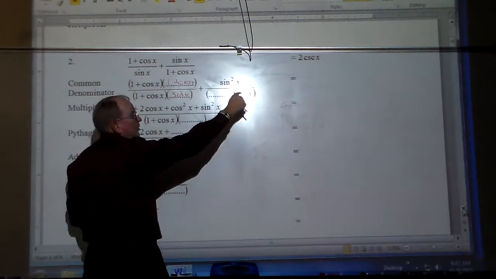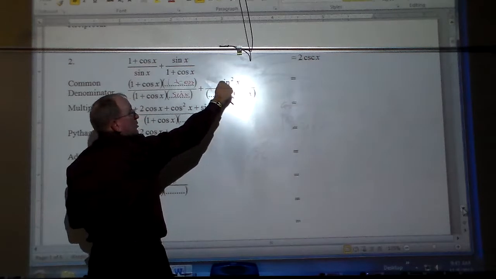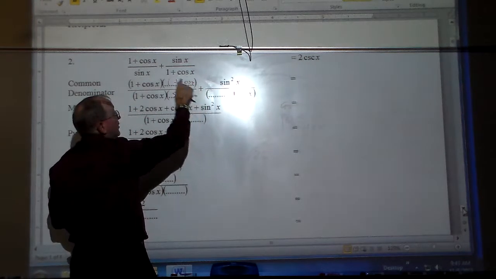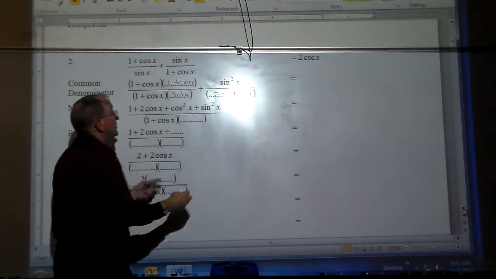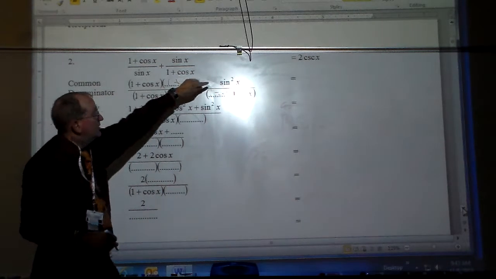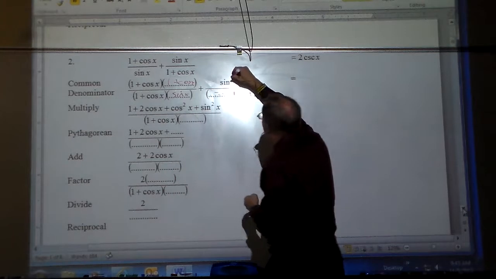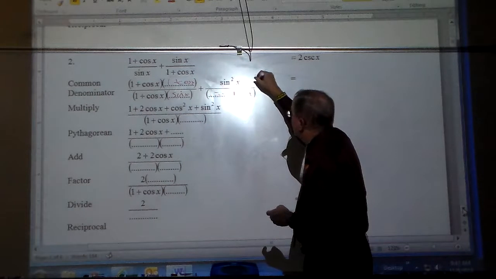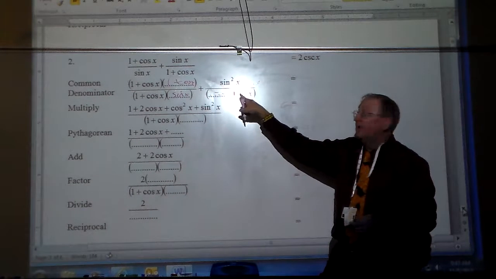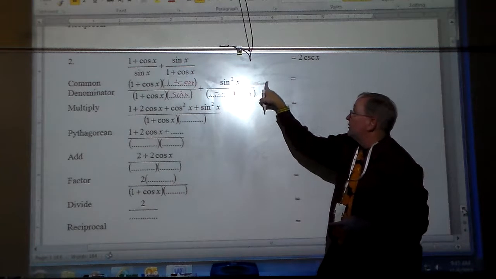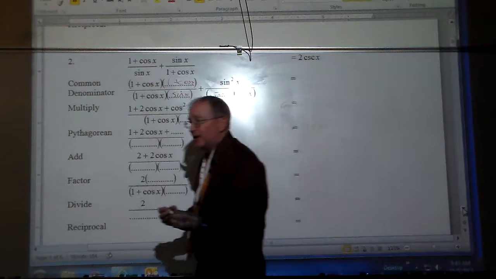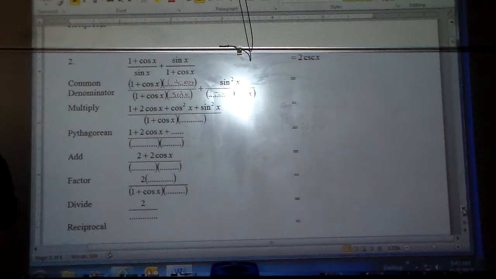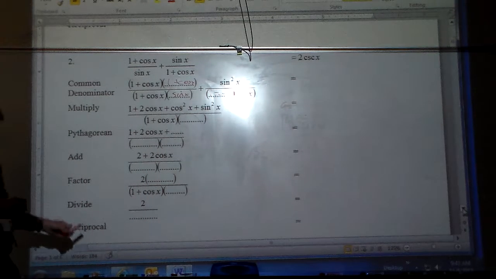Now, it might have been better if I'd written sine x, sine x. You would have had a sine x here, and guess what I still have right here? 1 plus what? Cosine x. Technically it might have been better to write it like this. But sine x times sine x is the same thing as what? Sine squared x. I just kind of combined a step there. I guess I was getting tired when I was making this up.